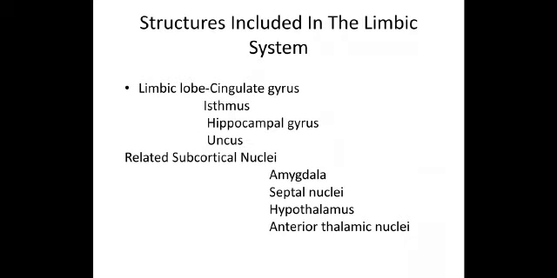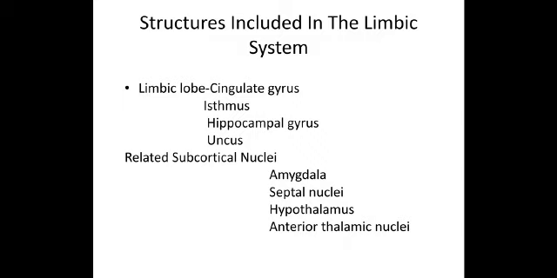So the structures included in the limbic system are the cingulate gyrus, then the isthmus, the hippocampal gyrus and the uncus. This is the limbic lobe, which is formed by two gyri of the cerebral hemispheres, mainly the cingulate gyrus and the hippocampal gyrus. The limbic lobe is phylogenetically the oldest part of the cerebral cortex. Parts of the olfactory cortex and the parahippocampal gyrus are also there, and the hippocampus is an extension of the hippocampal gyri that extends into the floor of the lateral ventricle.